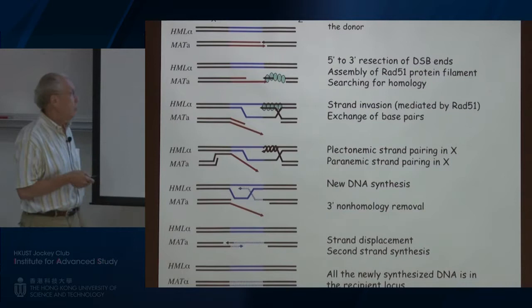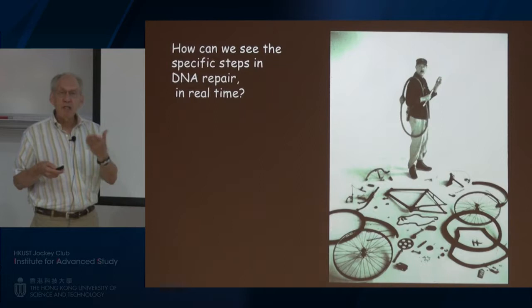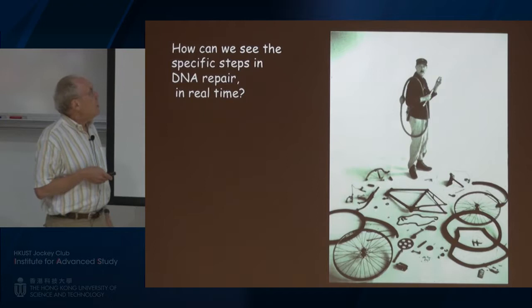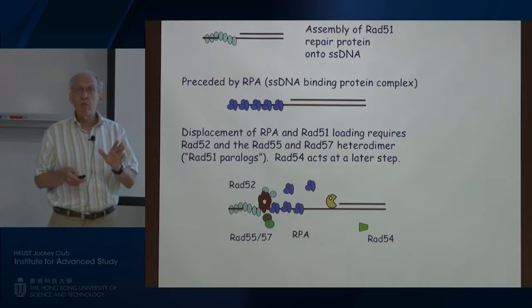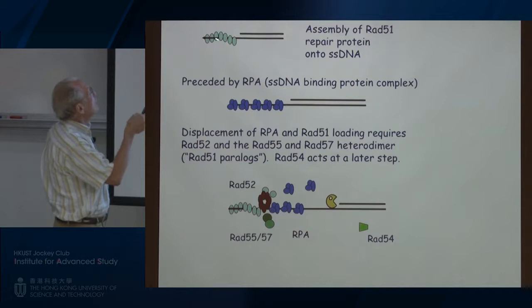So the question is then, how can we see this? How can we see the proteins in action in this system? We can see the DNA by Southern blots and also by polymerase chain reaction assays, but now we want to see what happens to the proteins. And so I'm going to focus on one step in this process that we have analyzed in a lot of detail. And that is, after this break is made, how do you assemble this Rad51 protein onto the DNA so that it can then go search for the partner and facilitate this repair?